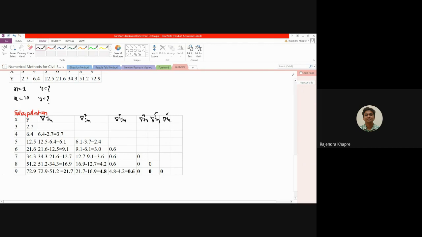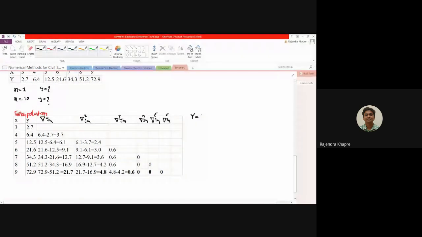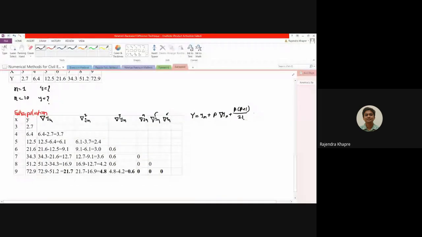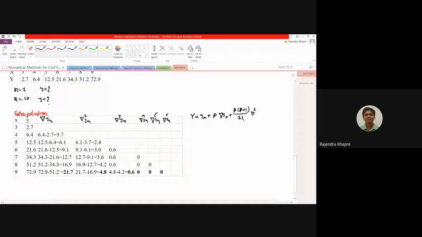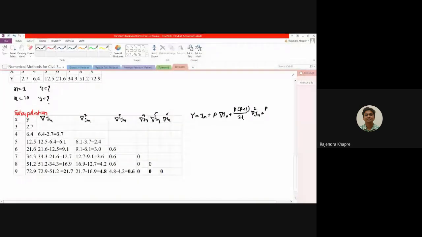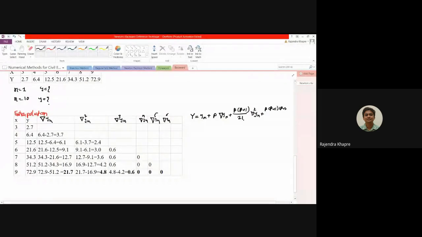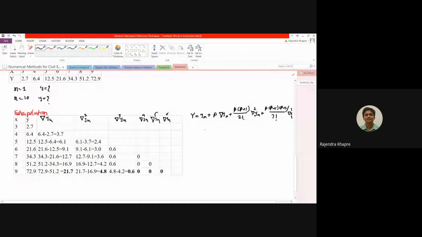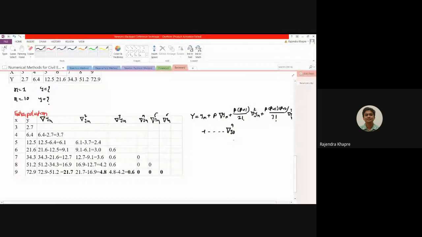So usually how do we write an expression? We write the expression as capital Y equals yn plus p into delta yn plus p into p plus 1 divided by 2 factorial into delta to the power 2 yn, plus we have p into p plus 1 into p plus 2 divided by 3 factorial into delta to the power 3 yn. Further it is not required because ultimately it will be multiplied by delta to the power 4 yn, whose value is 0 over here.